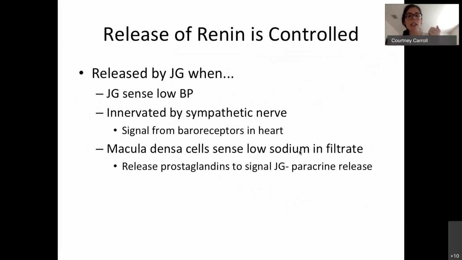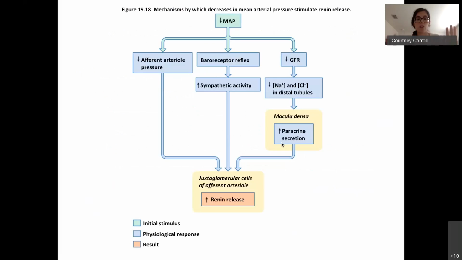We release from those JG cells, again, when they sense low blood pressure, when they're innervated by our sympathetic nervous system, or when there is low sodium in the filtrate, the macula densa cells will send a chemical signal, we call it a paracrine signal because it's acting nearby, that will signal to the juxtaglomerular cells to release renin. And that's shown here. Again, we got sympathetic activity, decrease in pressure, decreased GFR. We have a decrease in sodium then in our distal tubule, which will have a paracrine secretion, will cause the release of renin.